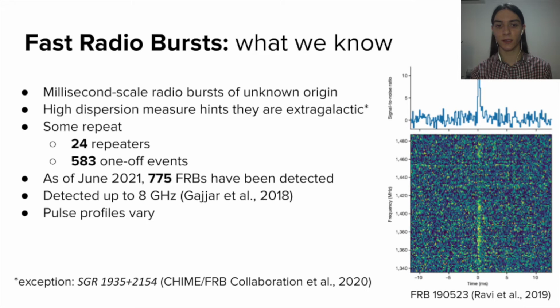Some FRBs have been observed to repeat, and only two have actually shown a periodicity. As of today, nearly 800 FRBs have been detected by telescopes all over the world. Of course, each burst has unique properties associated with it, such as the peak frequency, the pulse profile characteristics, including secondary subbursts, polarization properties, and many more.